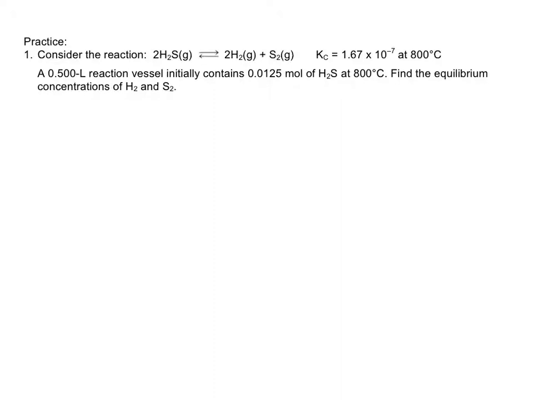It says a 0.5 liter vessel initially contains 0.0125 moles of H2S at 800 degrees Celsius. Find the equilibrium concentrations of H2 and S2.